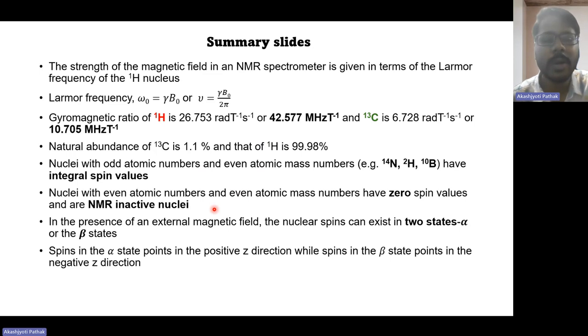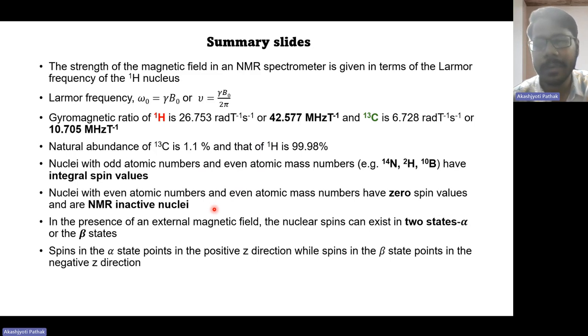Similarly, for nuclei with even atomic number and even atomic mass number, if both are even, then we say that the nucleus is NMR inactive. Why is it NMR inactive? Because in that case both the neutrons and protons are paired with each other, and so we will not get any signal for these nuclei if an NMR spectrum is recorded, or if such a sample is put in an NMR spectrometer. So they have I equal to 0. If the spin quantum number is 0, then the magnetic moment will also be 0, because we know mu equals gamma into I.